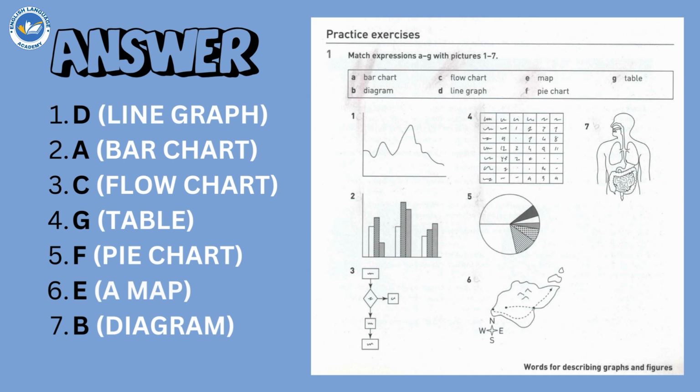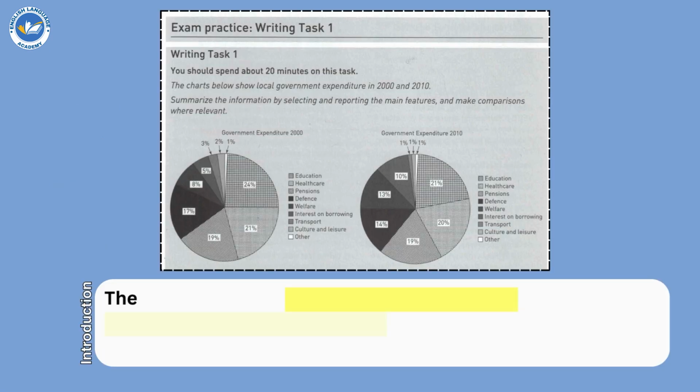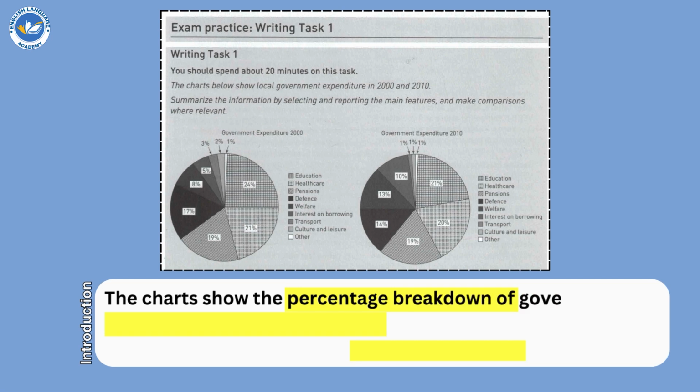So for example, a flowchart shows you the process of something. So you will have to use language that describes a process. Whereas a pie chart shows you how things have been divided out into different categories, and the language for this will change also. So as you can see straight away, we're dealing with pie charts here. So let's just read the question.